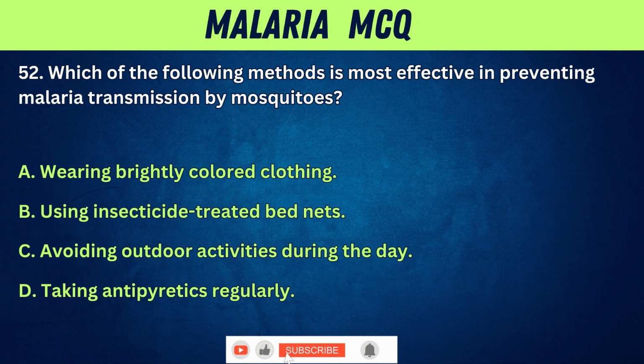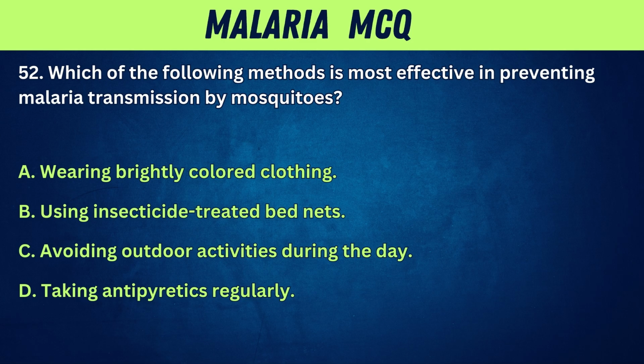52. Which of the following methods is most effective in preventing malaria transmission by mosquitoes? A. Wearing brightly colored clothing. B. Using insecticide-treated bed nets. C. Avoiding outdoor activities during the day. D.